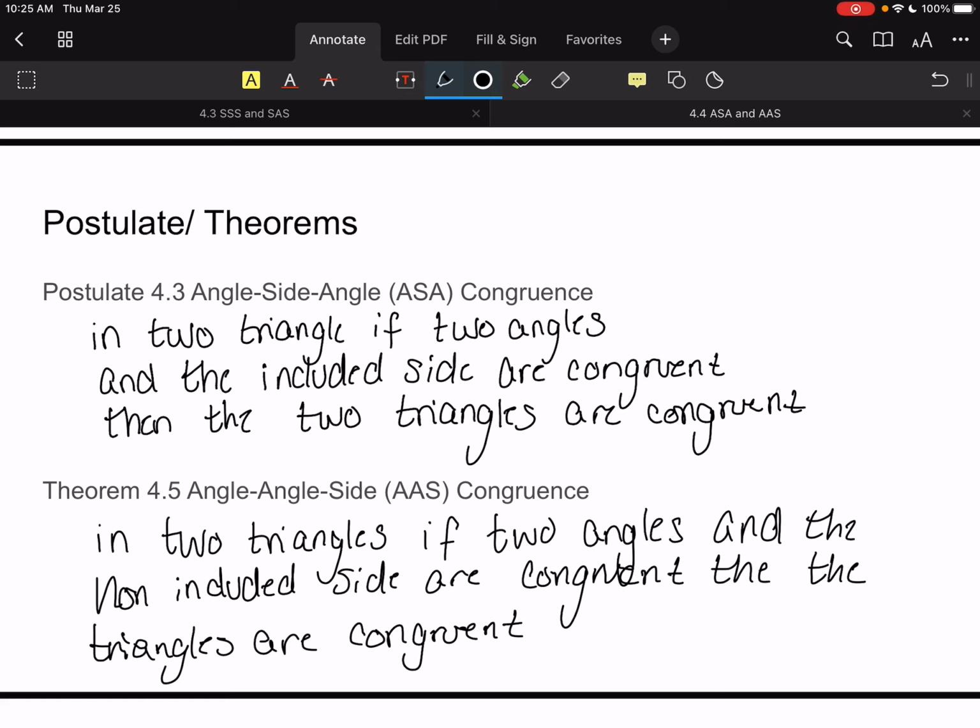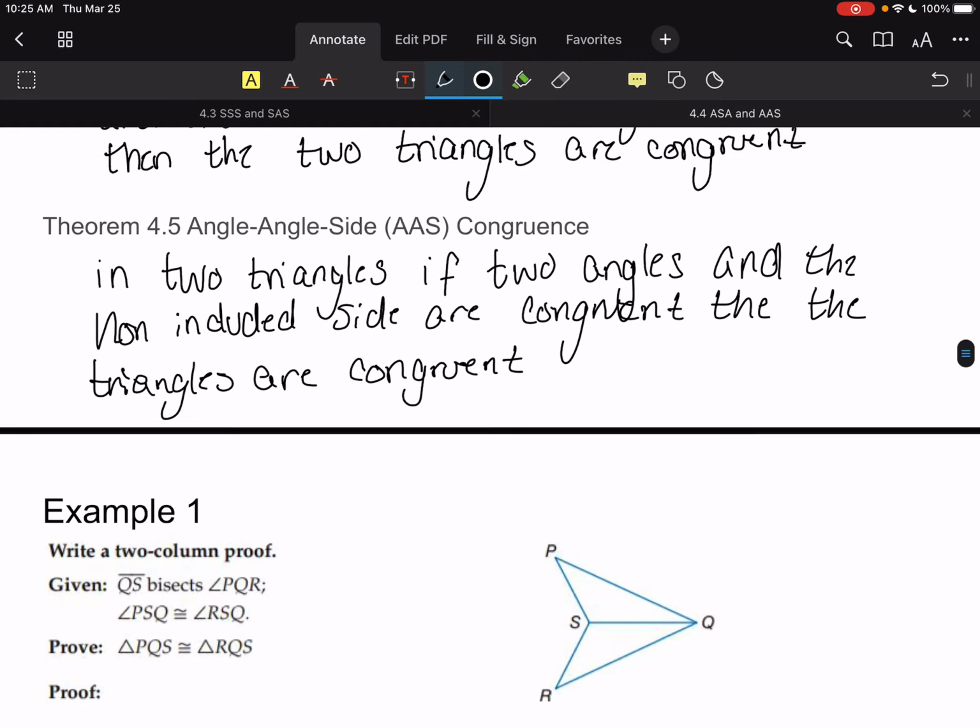Remember, if you need to finish writing, you can always pause the video, and we are going to have 3 proofs to do. None of them are very long. I guess one of them's not even really a proof. It kind of is, but not really. So let's go to some examples.